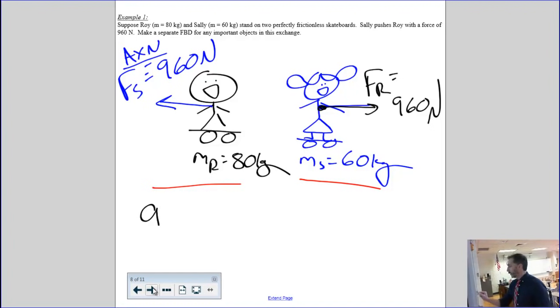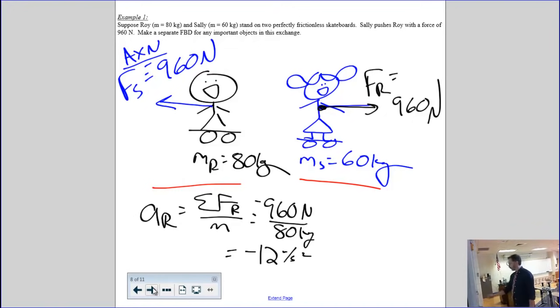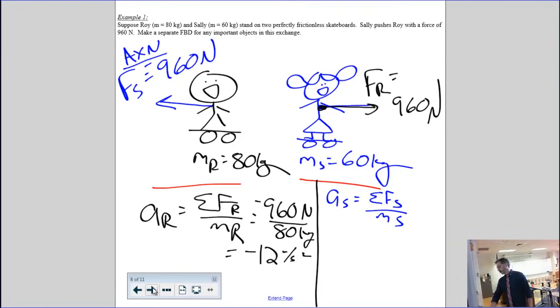The acceleration of Roy is the net force on Roy divided by his mass. So negative 960 newtons divided by his mass, 80 kilograms. Divide this out and it gives you negative 12 meters per second squared. Now let's do the same thing for Sally. Acceleration of Sally is the net force on Sally divided by her mass. I forgot to put an R over here on Roy. Her net force is positive 960 newtons, but her mass is only 60 kilograms. So when I divide this out, it gives me 16 meters per second squared.